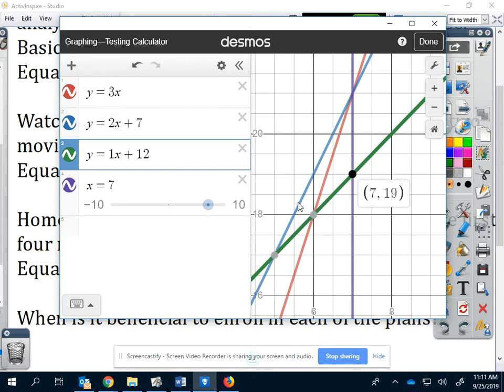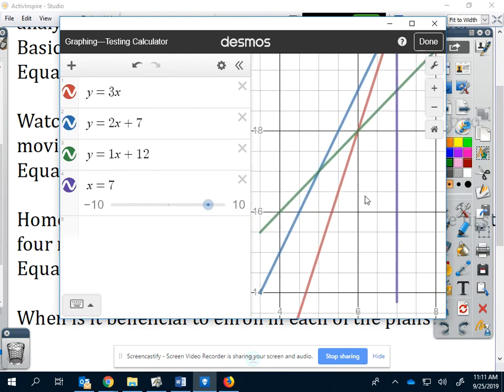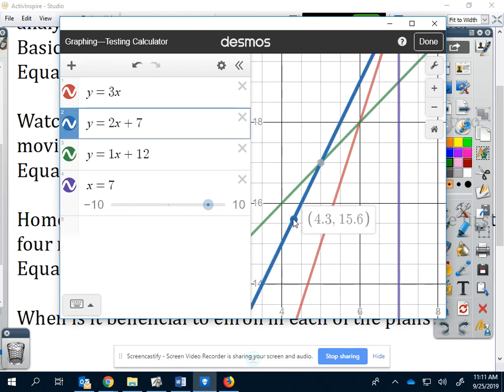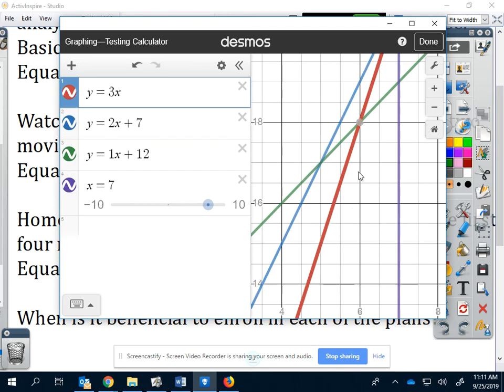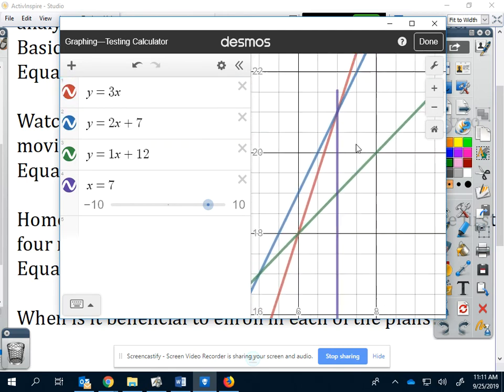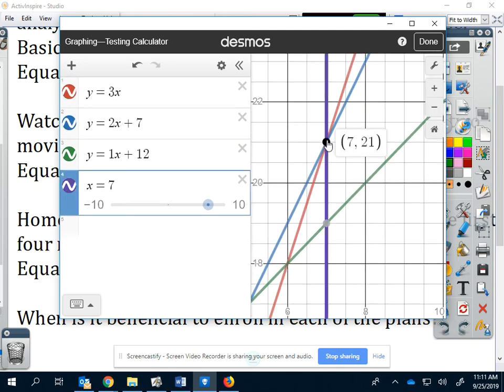And what do you notice about the blue line? Is it ever to your benefit to go with the blue line? It's never actually going to be to your benefit to go with the blue line, because the blue line, while it is cheaper than the green line over here, it's still more expensive than the red. So really, this is something that you learn how to figure out. Up here, these two intersect, but the green line is still my cheapest option.